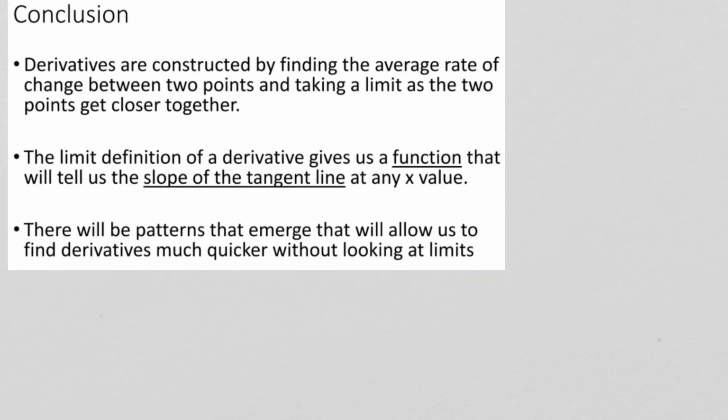So let's just sum up what we did today. Derivatives are constructed by finding that average rate of change between the 2 points. As they get closer and closer together, we're taking that limit of those 2 points. The limit definition of the derivative gives us a function that tells us the slope of the tangent line at any x value. So at any x value, I could get the slope.